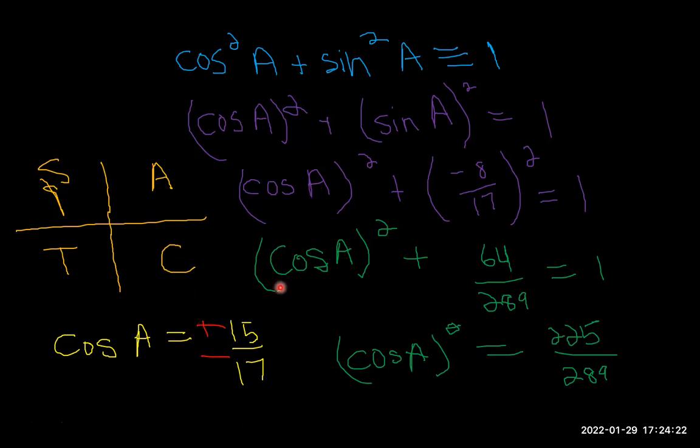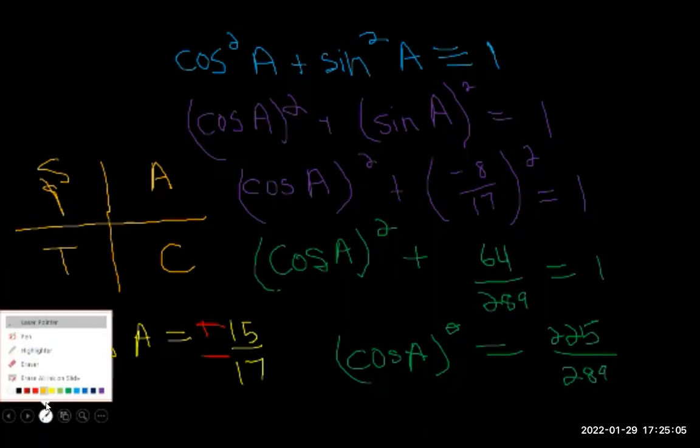Here, with questions like these, my knowledge of the quadrants helps me determine whether I'm taking the positive or the negative value. In the first quadrant, all ratios are positive. In the second quadrant, only sine is positive, and tan and cosine are negative. In the third quadrant, tan is positive, but sine and cosine are negative. And in the fourth, cosine is positive, but sine and tan are negative.